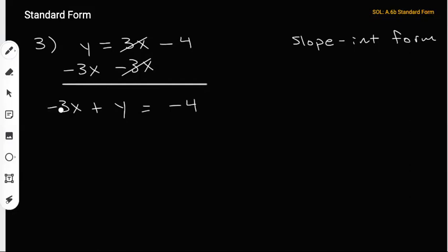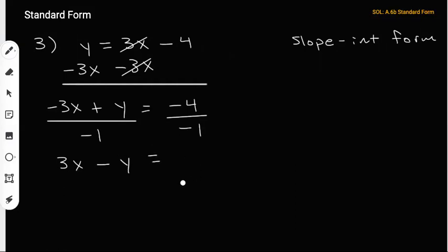So how can I make a negative number a positive? I can multiply both sides by negative 1, or I can divide both sides by negative 1. And that's what I'm going to do. So I'm going to divide this side by negative 1 and this side by negative 1. What that does is it's going to flip the sign to being a positive 3x, and then the positive 1 in front of the y is going to become a negative 1.